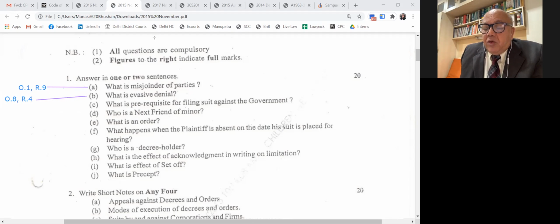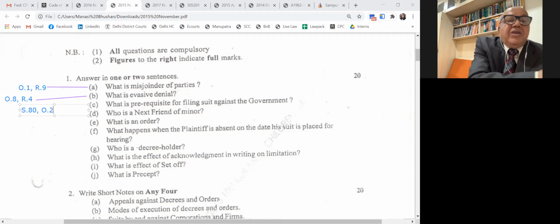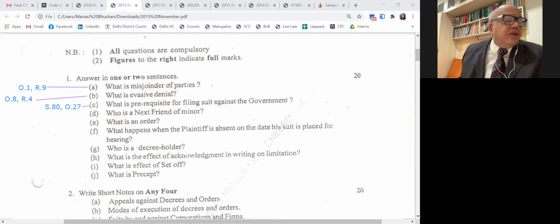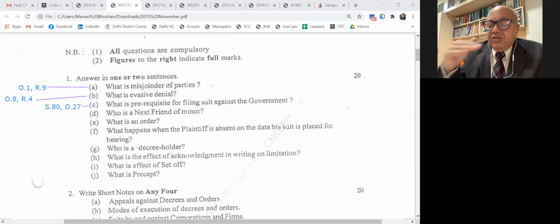Then next question, what is the prerequisite for filing a suit against government? See section 80 and Order 27. What is the prerequisite? Giving of a 2 months notice, which is a condition precedent. That you remember. Under section 80, it is mandatory that a minimum 2 months notice must be given before filing a suit against government, with a view to enable the government to settle the matter, so that public money is not wasted. Under section 80 sub-clause 1, the notice can be dispensed with by leave of the court in urgent matters, such as if you want to obtain interim orders. Otherwise, it is mandatory.